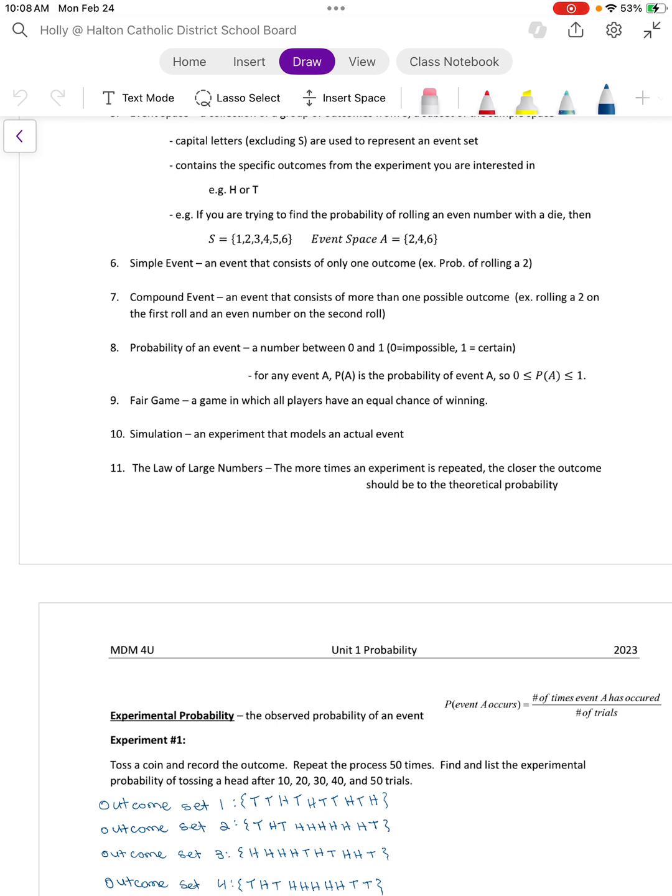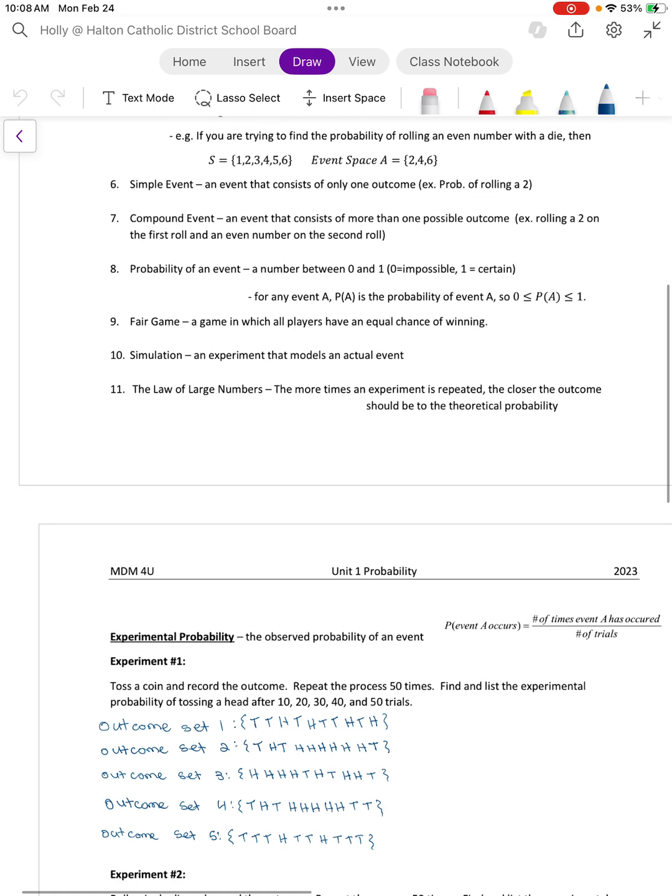Simulation, an experiment that models an actual event. And the law of large numbers. This is an important one, especially in stats. If you go on to do more courses in stats or even research, the more times an experiment is repeated, the closer the outcome should be to the theoretical probability.